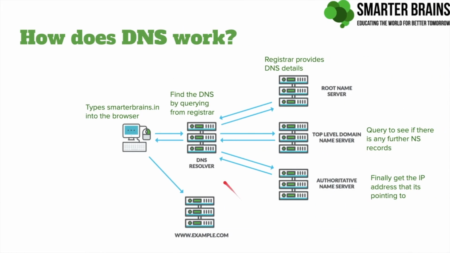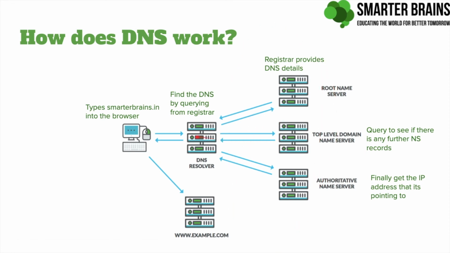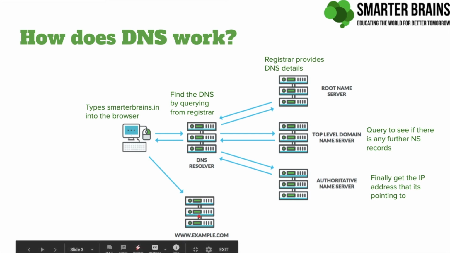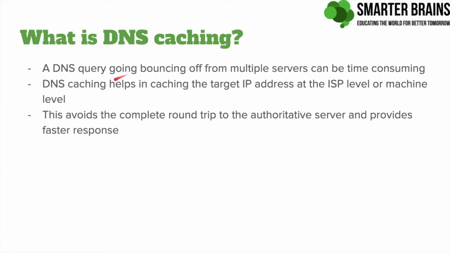Now imagine what would happen if every time you type smarterbrains.in, the DNS needs to go through these many different servers. It would be a lot of to and fro cycles and a lot of waste of time. It took a lot of time for the ISP to fetch the website. So how do you avoid this? The internet service providers implement something called DNS caching. DNS caching is basically a method which the ISP employs to avoid going through multiple servers to find out the domain name.